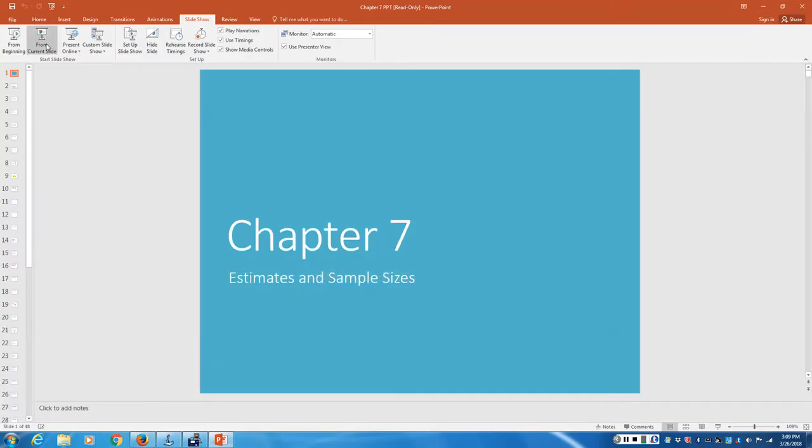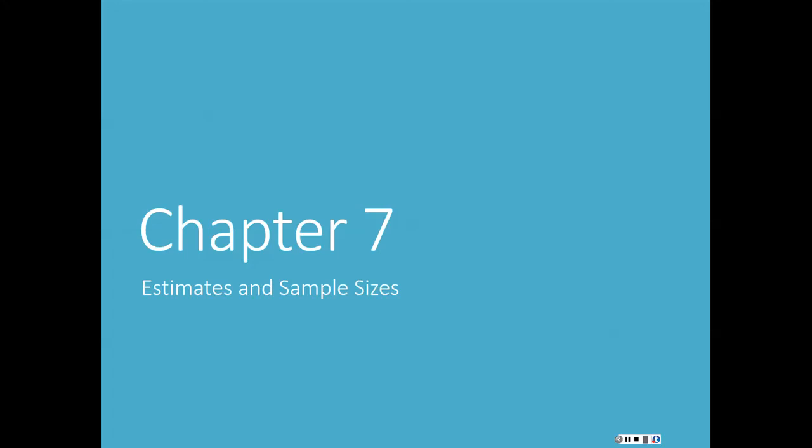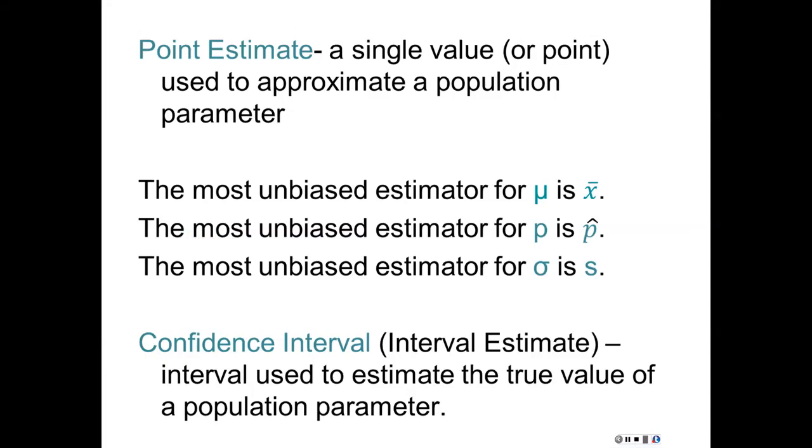So where we are now is we're going to start Chapter 7. Chapter 7 is about estimates and sample sizes. So if you've got your notes printed out, a point estimate is a single value, which is why it's a point, a single value for x, that's used to approximate or to guess the value of a population parameter. You need to remember that population parameters are mu and sigma, and there's also a population proportion that's called p.